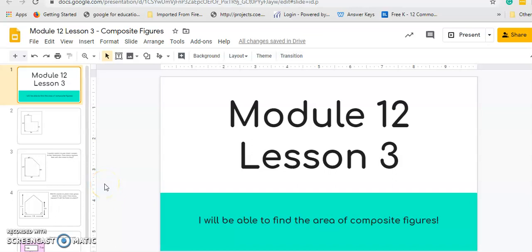Hello class, today we're going to go ahead and continue with area. I know you've been working on your parallelograms, your triangles, your trapezoids. Today we're going to work on putting that all together and find the area of composite figures.